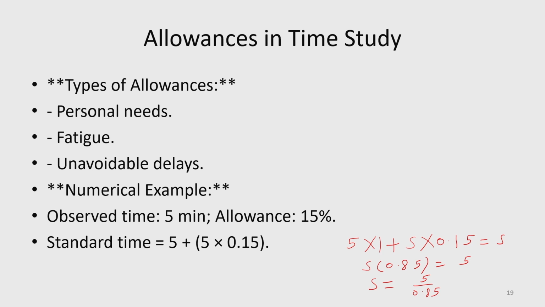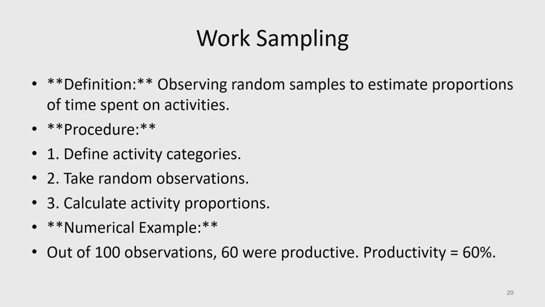Most of the books generally follow this type of procedure. They give the allowance on the standard time, not the normal time. This much is called the normal time. 5 into 1 is the normal time. If the rating was 2, then 5 into 2, that is 10, would have been the normal time.